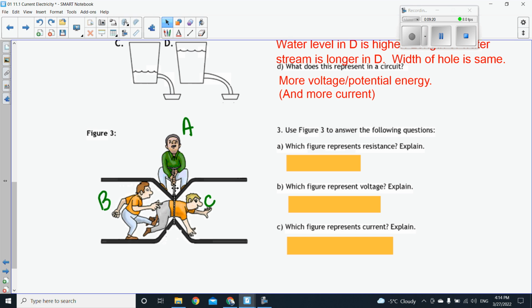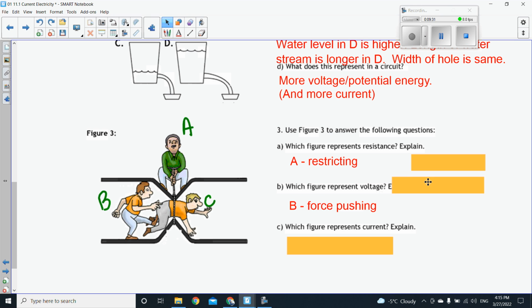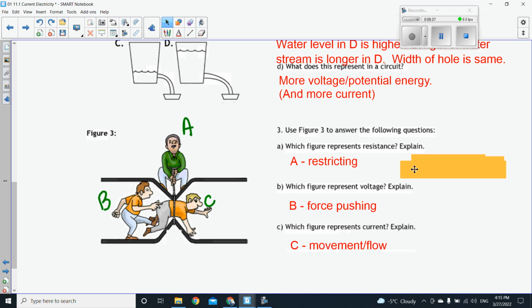Well, it would be A, because they are restricting the movement. Which figure represents voltage? Voltage is the pressure or the force that's pushing, so that would be B. And for C, which one represents current? It's obviously C, which is the movement or flow of electrons. Just imagine these are electrons passing through this point.